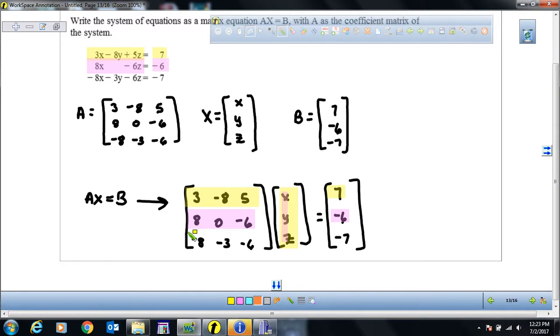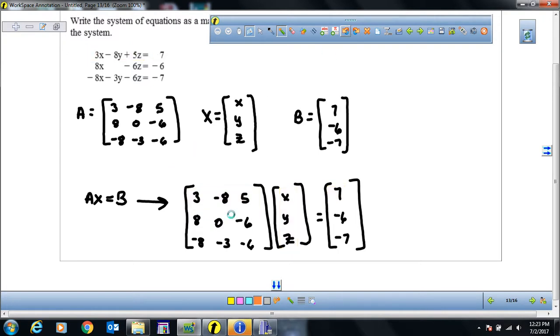And if you do the last one, this is from the third row first column, which is going to give you the third equation. -8 times X is -8X, -3 times Y is -3Y, -6 times Z is -6Z, and that equals the -7 on this side. And you see that that's the reason we put it vertically, because when you multiply them back, it has to be row times column. We have to put them in the form of a column.